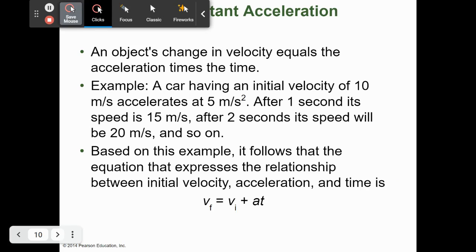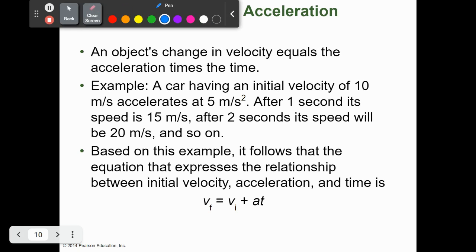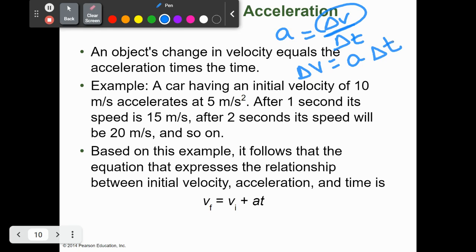An object's change in velocity equals acceleration times time. So this would be another way of rearranging that initial equation that we had. Remember, initially we had acceleration is change in velocity over change in time. Well, if I rearrange that equation for change in velocity, it's going to be equal to acceleration times change in time. Okay? So here's an example.